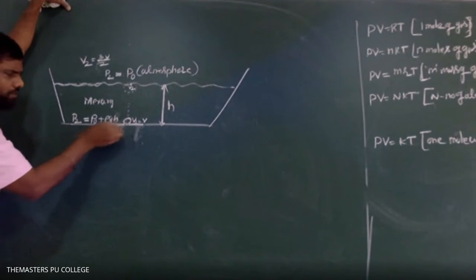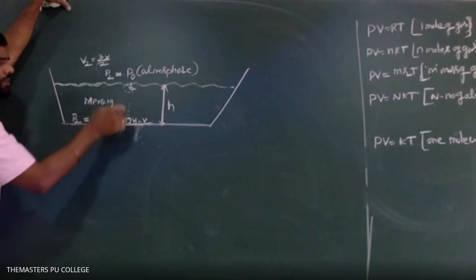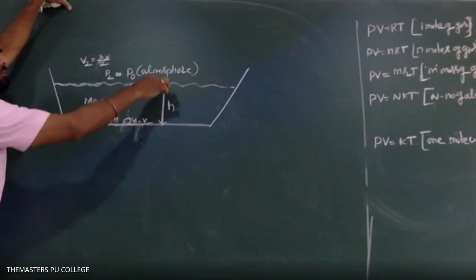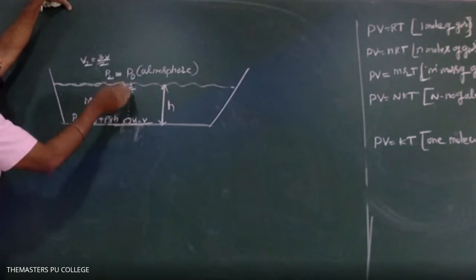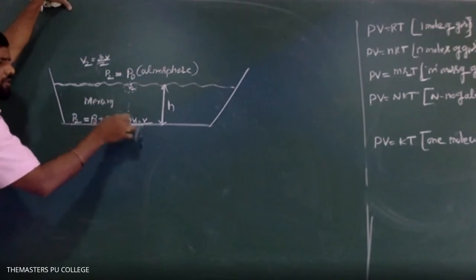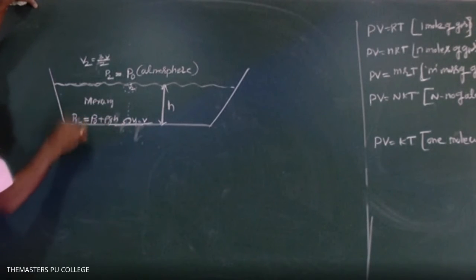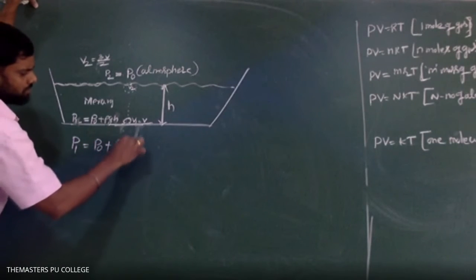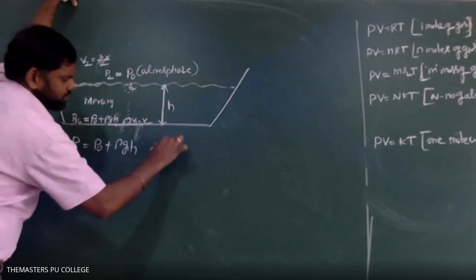And at the bottom, above this point there is a mercury column of height small h. Because of that, the pressure is rho g h. And above that mercury column, the atmosphere is there, so the pressure is P0. Then the total pressure is the pressure due to this mercury column plus the atmospheric pressure. So P1 is equal to P0 plus rho g h, and V1 is equal to V.